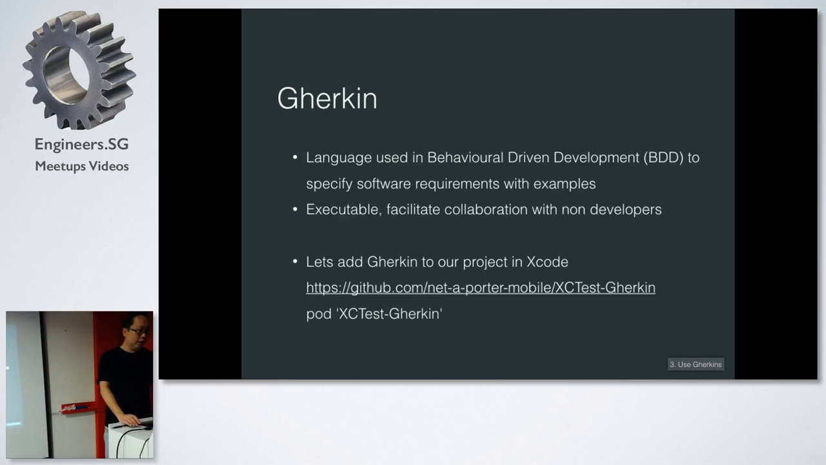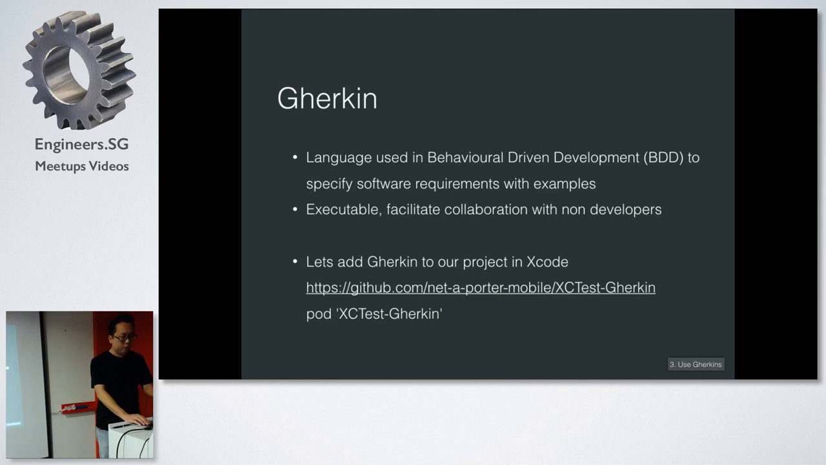So Gherkin is a language used in behavior-driven development to specify software requirements with examples. This English written file is executable, and because it's easily read by non-technical people, you can facilitate collaboration with your QA and your product owners as well. Now let's try to add Gherkin into our Xcode project by using this port, XCUITest-Gherkin.